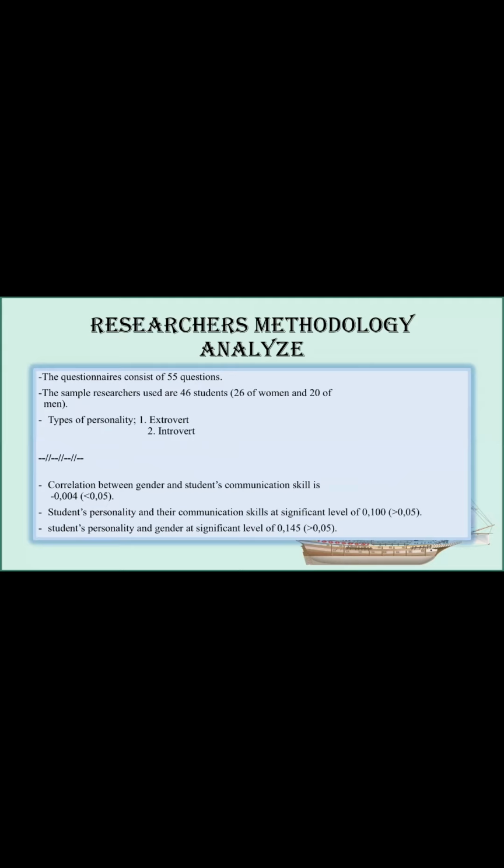Based on the type of student's personality, there were two types of personality, extrovert and introvert, adapted from Eysenck personality questionnaires. The last data was taken from students' academic speaking tests.